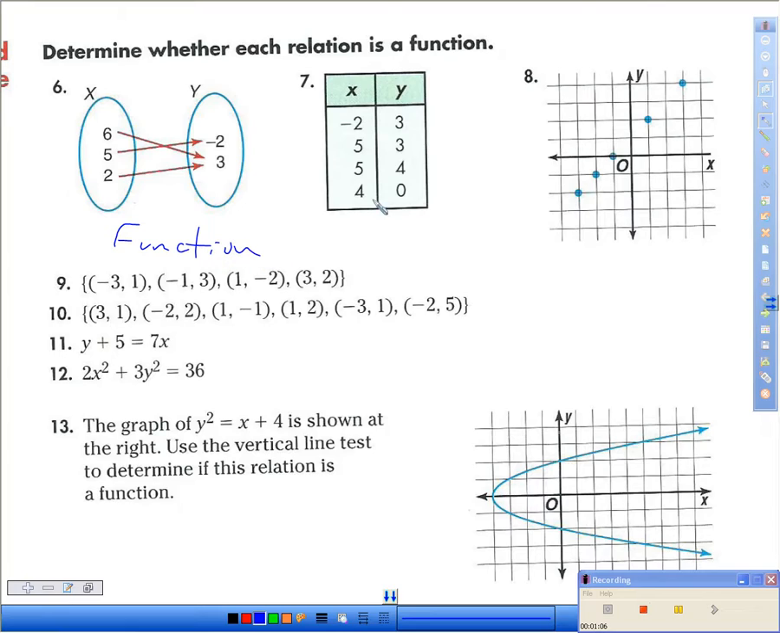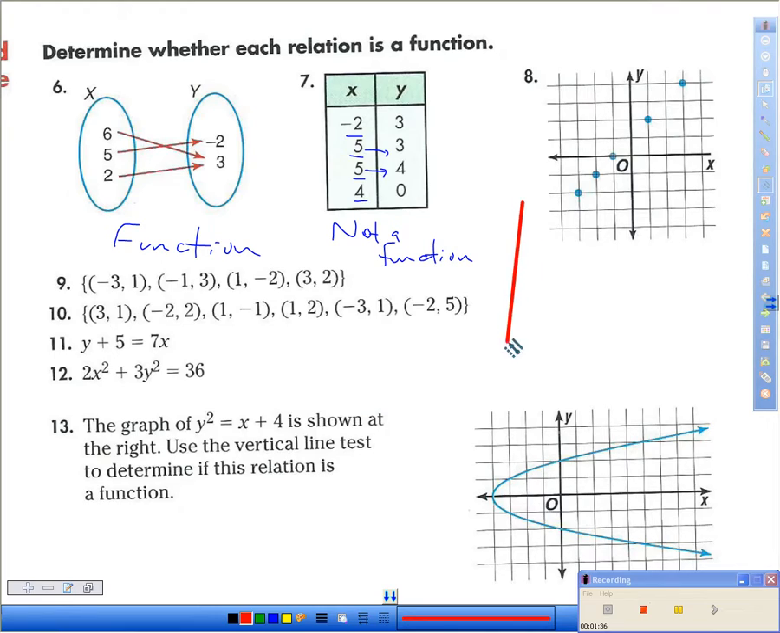When we look at number 7, we need to analyze the x values. Well, we have -2, 5, 5, 4. Since 5 is paired up with 3, but 5 is also paired up with 4, that means that number 7 is not a function. Again, if the x is paired up with 2 different y values, then we know that it is not a function.